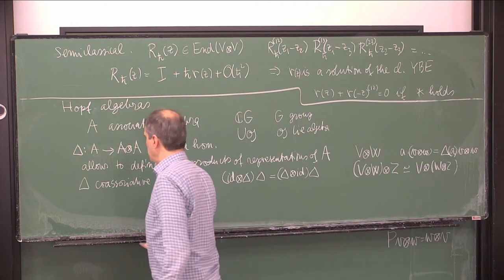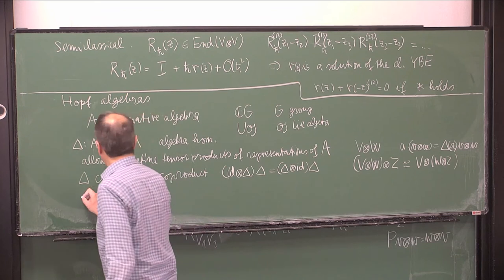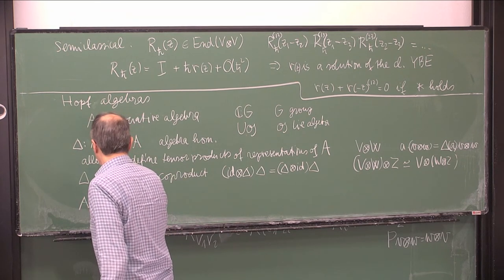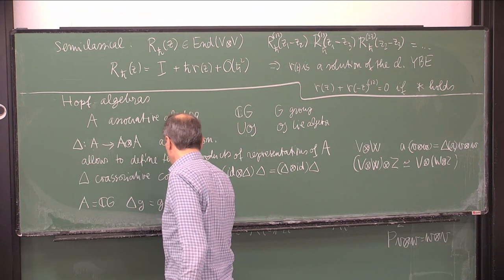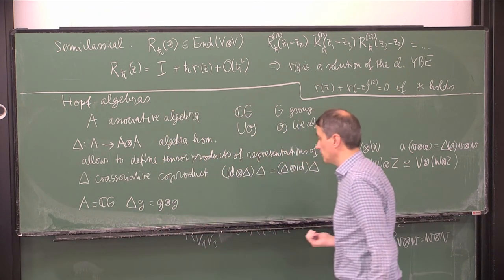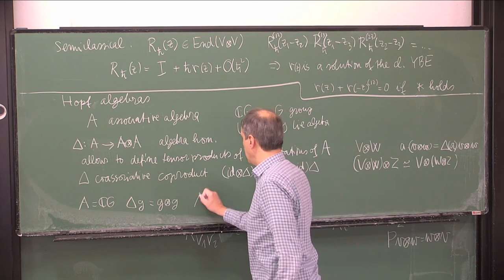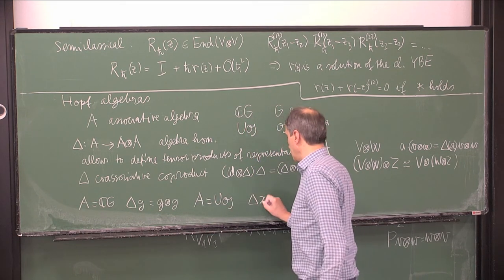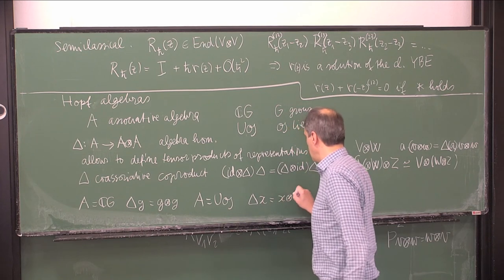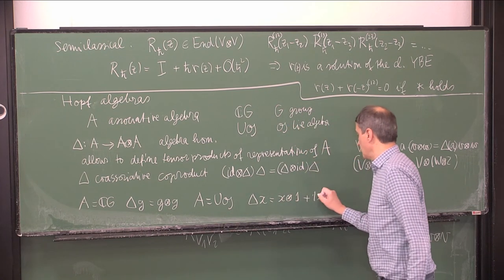But then in the examples, for A equal to a group algebra, delta of G is G tensor G, which is the way you act on the tensor product of representations. And if A is a universal enveloping algebra, you have that delta of X is X tensor the identity plus 1 tensor X.